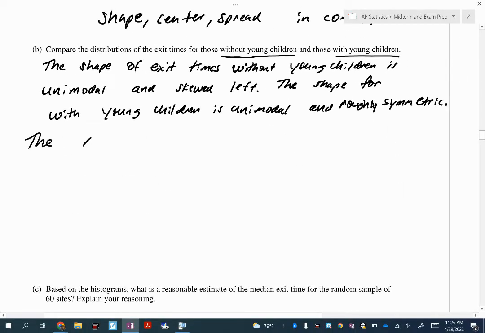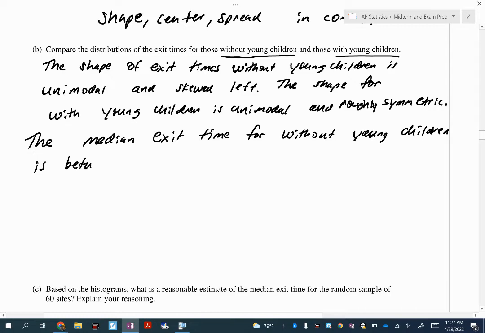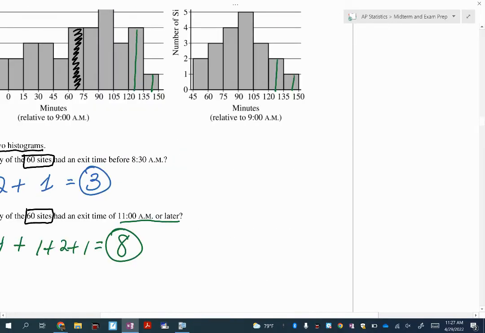So the median exit time for without young children is between 60 and 75 minutes after 9 a.m. Let's do it for with young children.